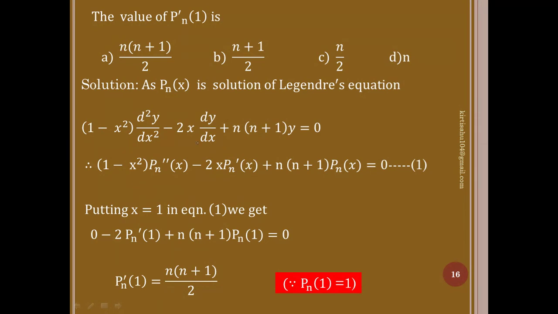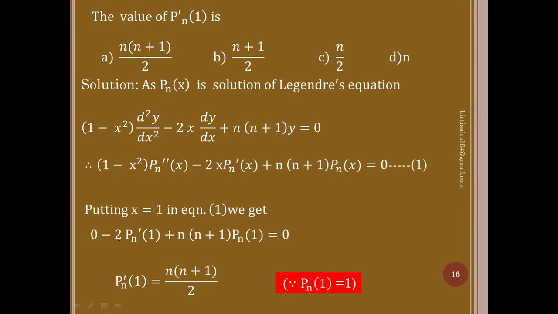Now, as I want Pn dash of 1, here you can find I am having first derivative term Pn dash of x, and as the requirement is of Pn dash of 1, so put x is equal to 1 here, right? So now what we get, when I put x as 1, so this is 1 square, which is 1, 1 minus 1, 0. So we don't require the value of Pn double dash of 1. Okay, this will ultimately reduce to 0.